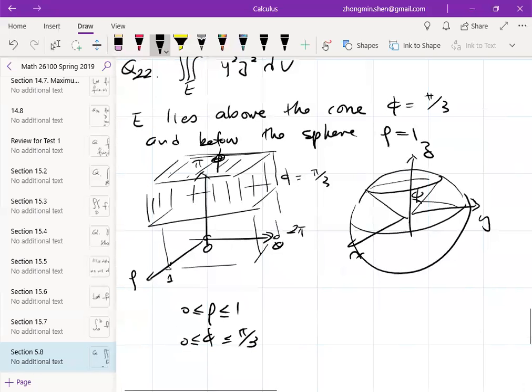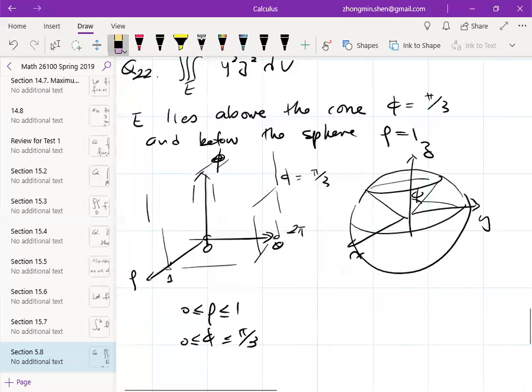Yeah, that's right. So this is phi. Phi equals pi would be the south pole. Phi equals 0 is the north pole. Oops, that is the opposite way. Sorry, this is the wrong picture here.